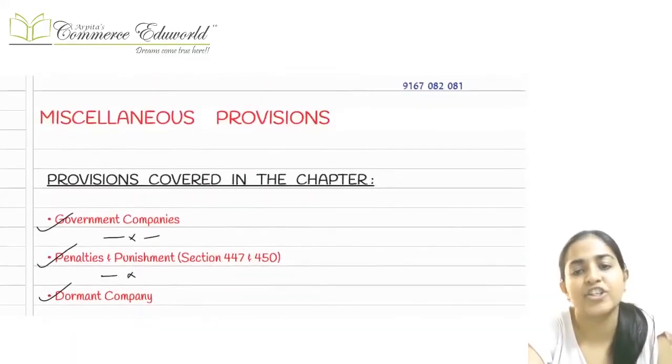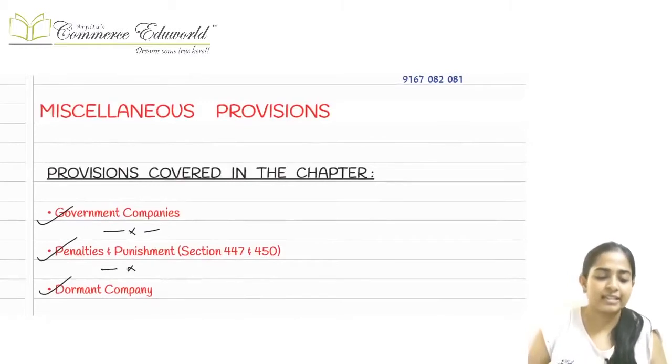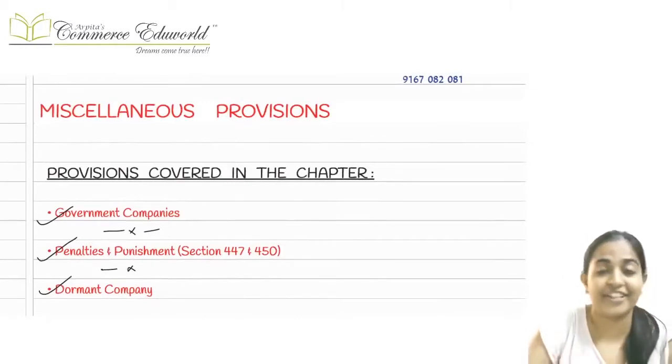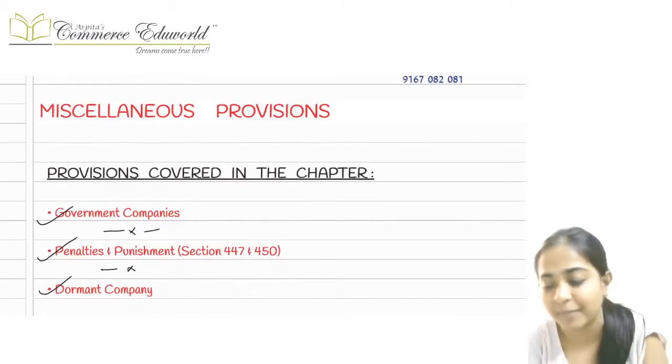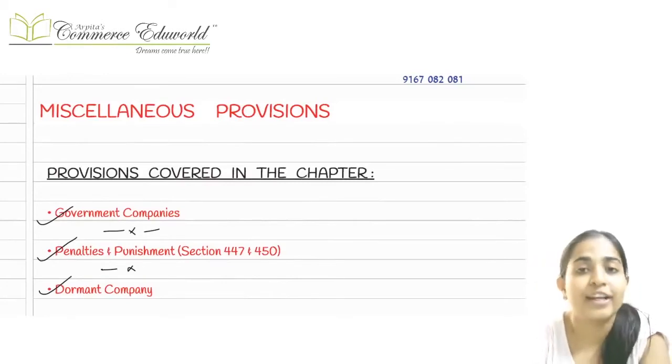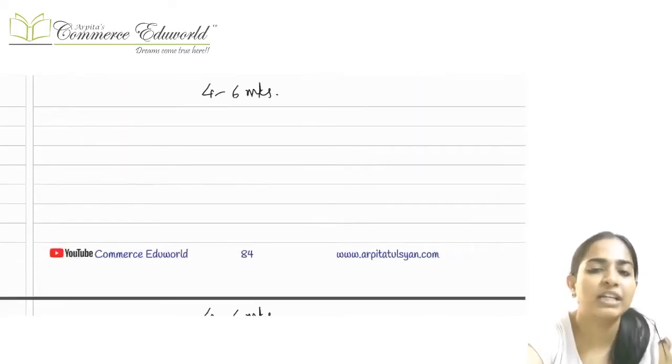Let's start with the revision of miscellaneous provisions chapter. First point is about the government companies.